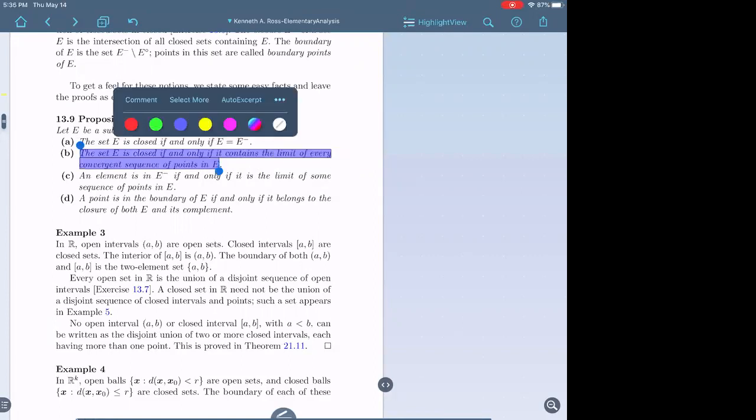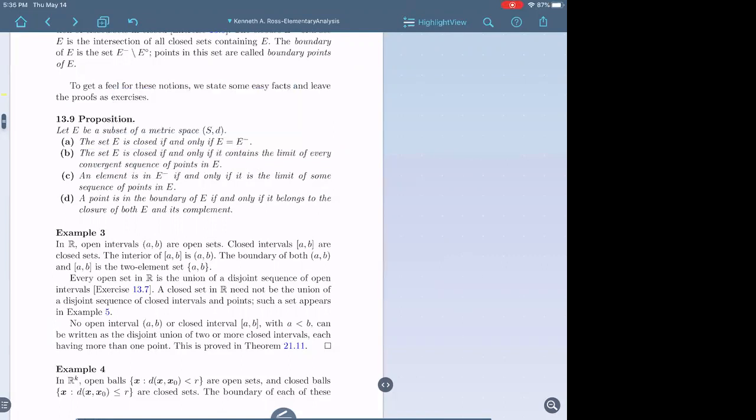The set E is closed if and only if it contains the limit, right? We can always relate closeness with limits of sequences, right? So it's closed if and only if it contains the limit of every convergent sequence in E.